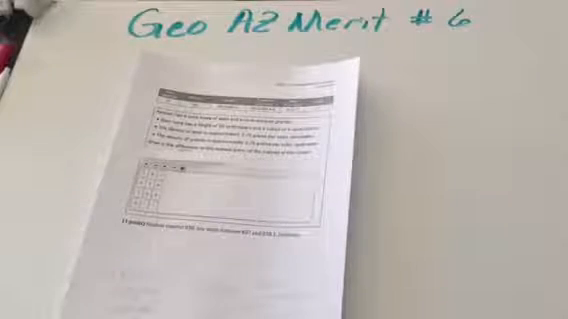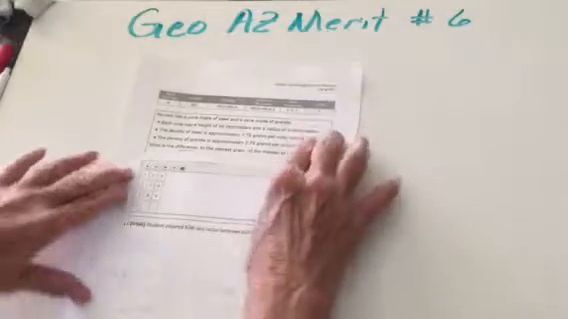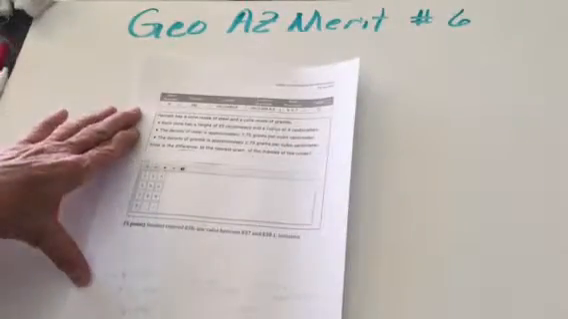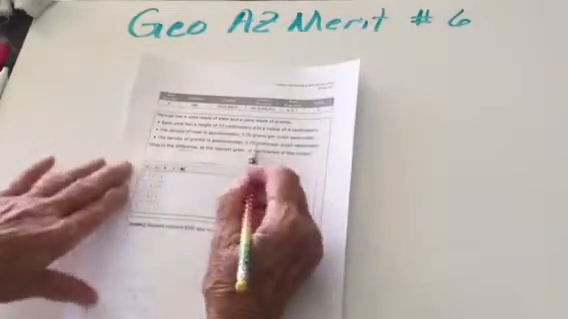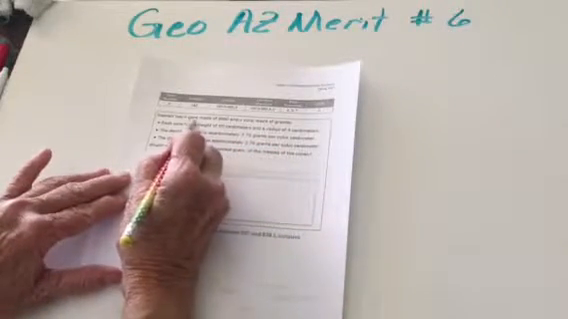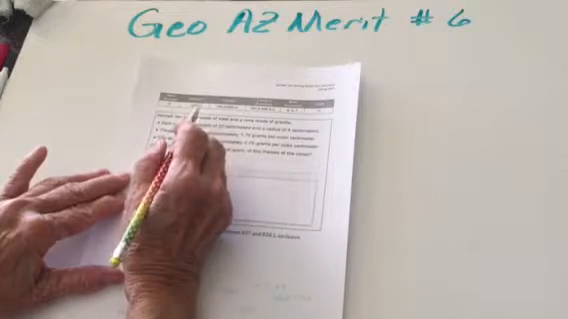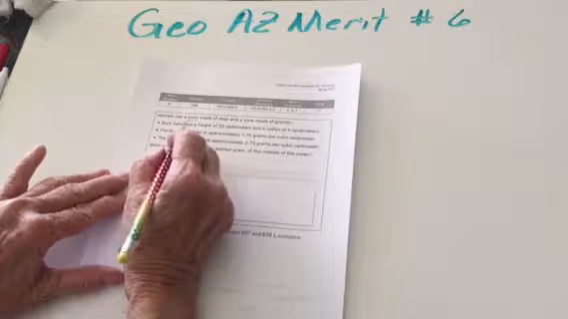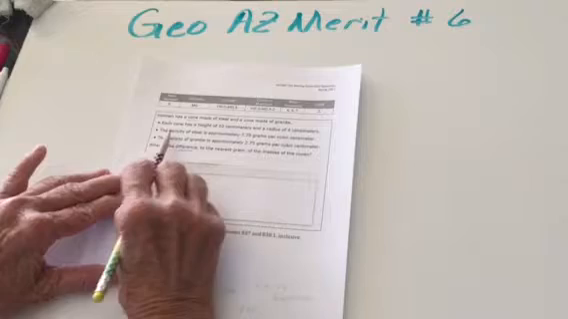In this video, we're going to be discussing question number 6 on the Geometry Arizona Merit Test. Please have this paper in front of you. It's talking about a cone. When I see that, I think, what is the formula for the cone? So, it's just one thing to think about.